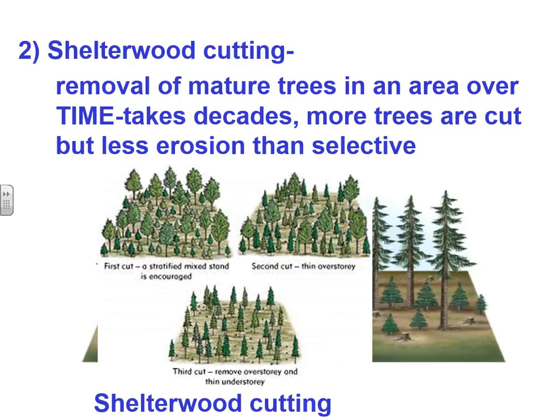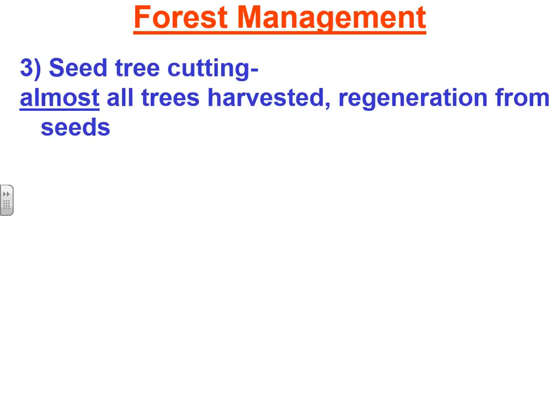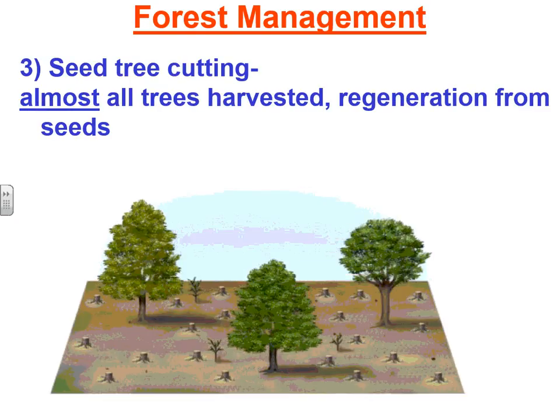The next one is called seed tree cutting, and this one's really easy. Basically, we're going to remove most of the trees in the forest. You can see the stumps here representing the removed trees. And just leave a couple behind to provide seeds for the next generation of trees. So almost all trees are harvested, and then there's going to be some regeneration from the trees that are left. And it's almost like the opposite of selective cutting.